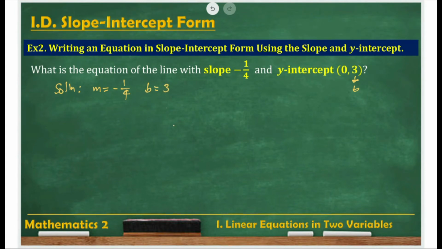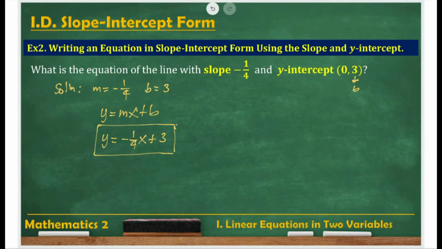And so using the slope-intercept form, we all know that the slope-intercept form is y equals mx plus b, right? So by substitution, we will have y is equal to, what is m? Negative 1/4 multiplied by x plus b is equal to 3. So therefore, we now have the equation of the line, which is y equals negative 1/4 x plus 3.